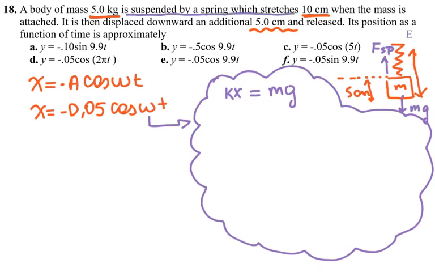And from here, I can find what my k is equal to, because I need it for omega, and I'll show you how. So kx, with x equal to 0.1, is equal to mass times g, which is 50. So my k is equal to 500 newtons per meter. So I know what k is equal to.